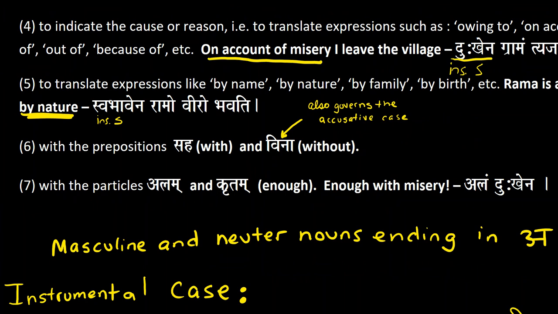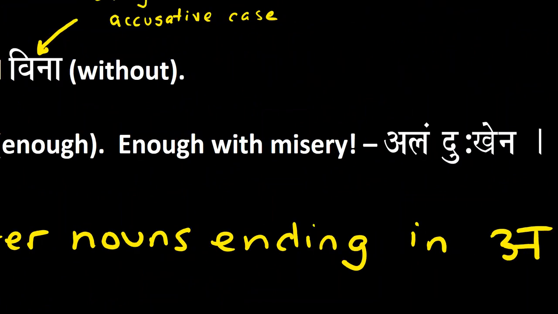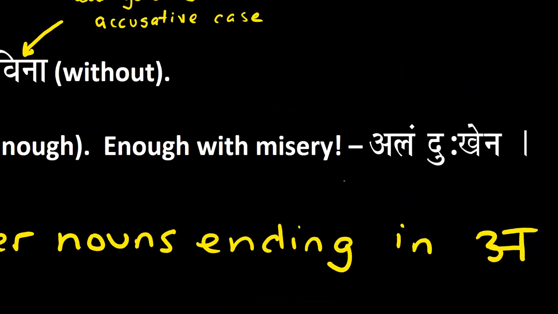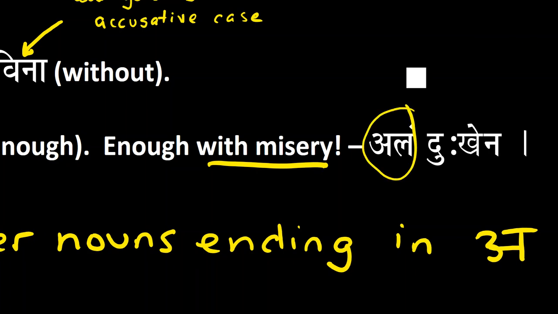And last but not least, the instrumental case is used with particles alam and kritam. Both of these words mean enough. And the example sentence is enough with misery. So enough with misery. Alam, that's going to govern the instrumental case. So misery has to be declined in the instrumental case. So this is instrumental singular. Duhkena.